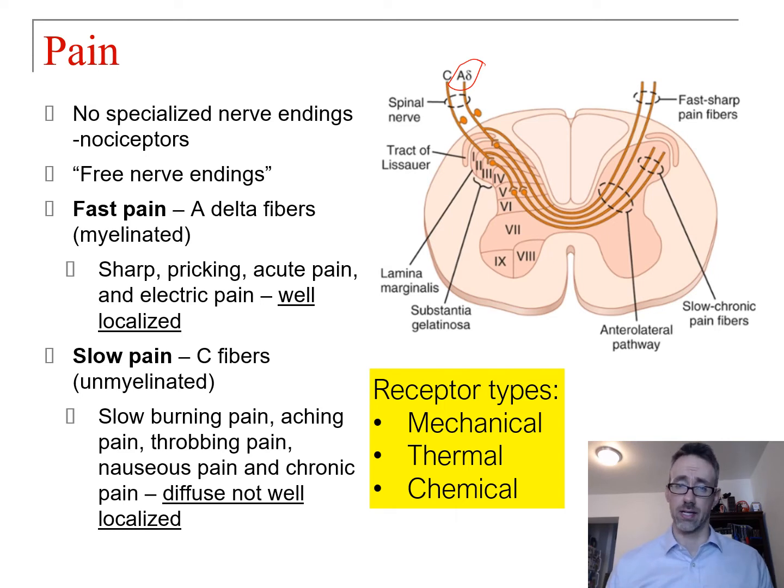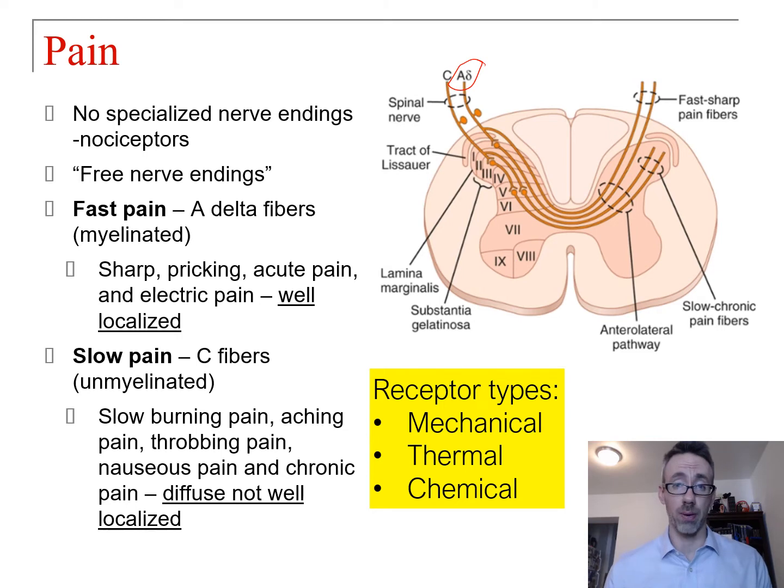Slow pain, on the other hand, is carried by the C fibers. These are the smaller ones that are unmyelinated. This is the slow, aching, burning, throbbing pain, something associated with the pain of nausea and so on, and often associated with patients who have chronic pain. That sort of unbearable pain is often associated with that slow pain.